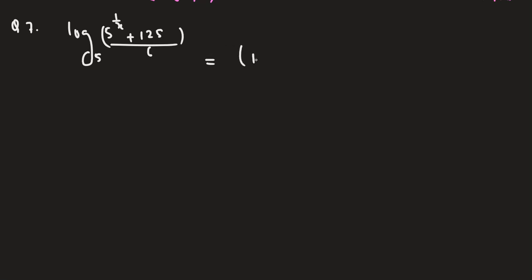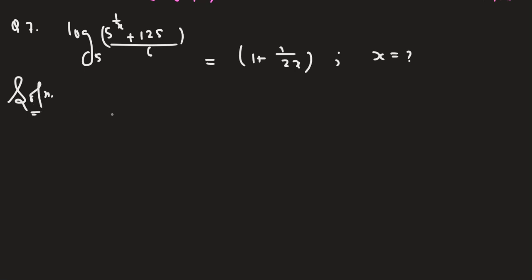Now coming to the last question, that is question number 7. We have log base 5 of the quantity 5 to the power 1 by x plus 125, then divided by 6. On the right hand side we have 1 plus 1 by 2x. So from here we have to find x. How to solve it?